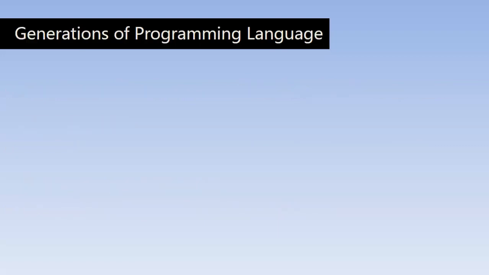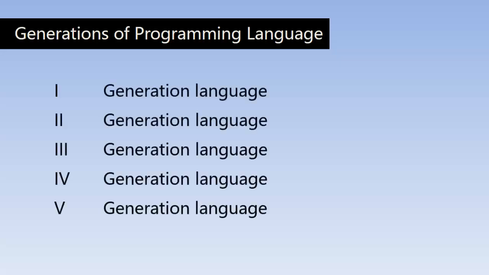Now let us discuss the generations of programming languages. Based on the increasing power of programming styles and ease of using the languages, experts have classified programming languages into these 5 generations. So these are the 5 different generations of programming languages. Now let us look at each of them.